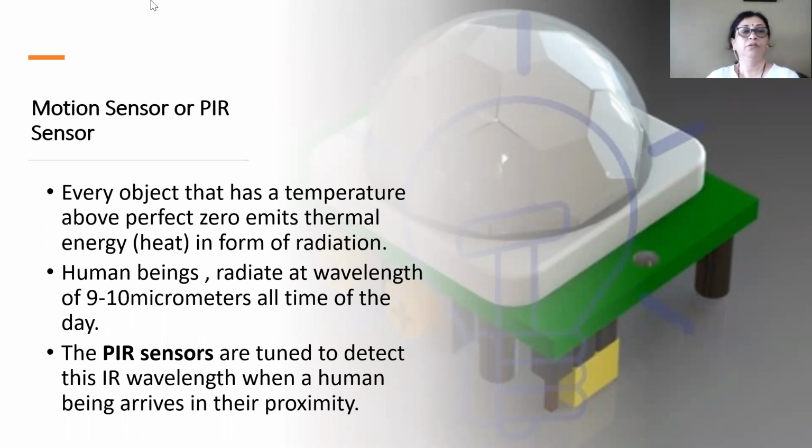Motion sensor or PIR sensor. The meaning of PIR is passive infrared sensor. Remember the full form of PIR. So it is a passive infrared sensor and it is used to detect the motion, the movement, of a living thing. That can be detected by the PIR sensor.